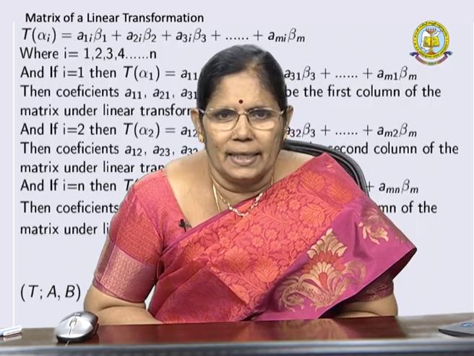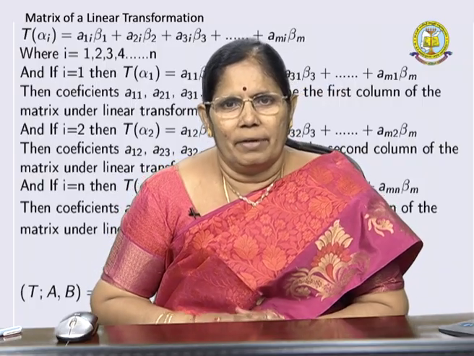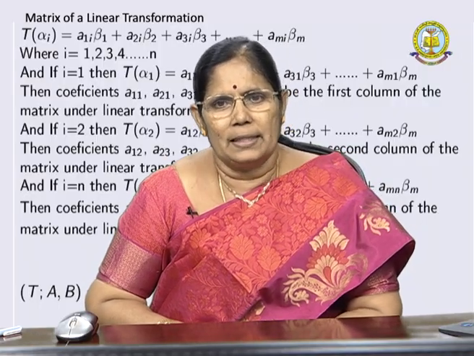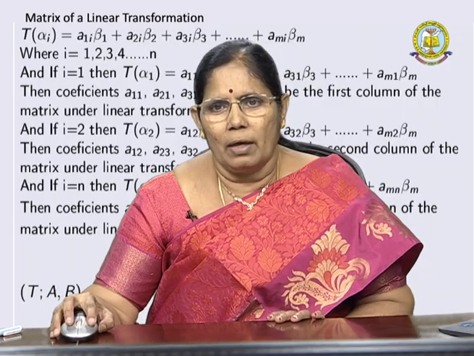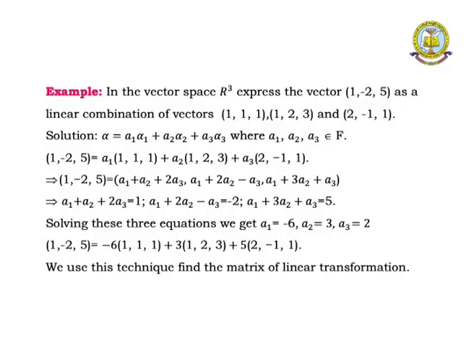So, you will get 3 equations: a1 plus a2 plus 2a3 equal to 1, a1 plus 2a2 minus a3 equal to minus 2, a1 plus 3a2 plus a3 equal to 5. So, solve these equations and substitute like this. 1 comma minus 2 comma 5 is minus 6 into 1 comma 1 comma 1 plus 3 into 1 comma 2 comma 3 plus 5 into 2 comma minus 1 comma 1. So, we take these coefficients minus 6, 3, 5 as a column vector in the matrix of the linear transformation.